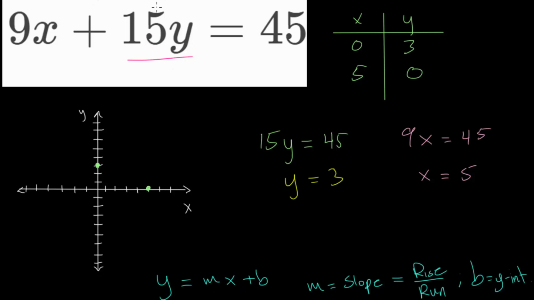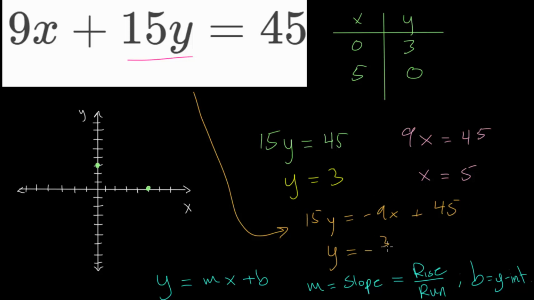Now, solving this for y, let's subtract 9x, and let me work on that down here. We have 15y is equal to minus 9x plus 45, and we'll divide everything by 15 and simplify the fractions. 9 over 15, each of those are divisible by 3, so we get minus 3/5 x, and 45 divided by 15, that is 3.